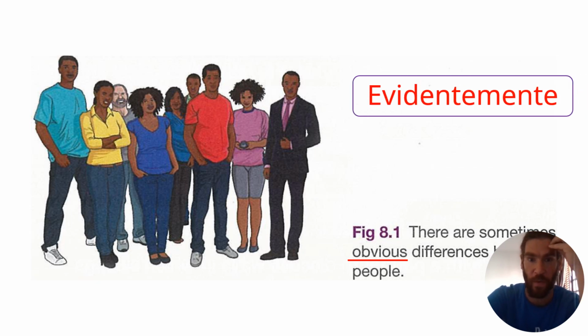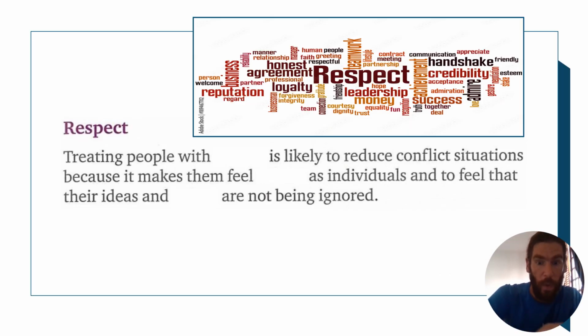And these are obvious differences, evidentemente. We can see them, but we also notice them, and we also see them in the fact that they speak different languages, the fact that they have different skin color, the fact that they wear different clothing. You can see there are obvious differences. And one very important thing to avoid or to prevent or to solve conflicts is the subject of respect. Respect is something that has to do with how you approach each other. If you give a handshake to another person, that is a way of showing respect.